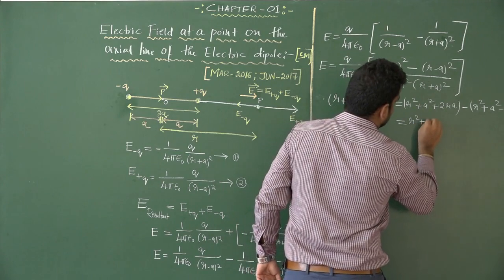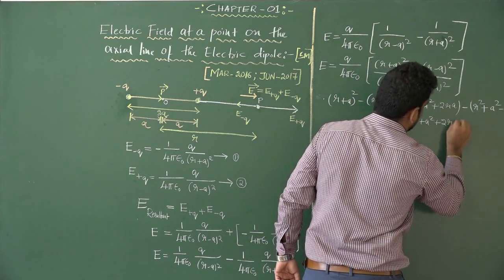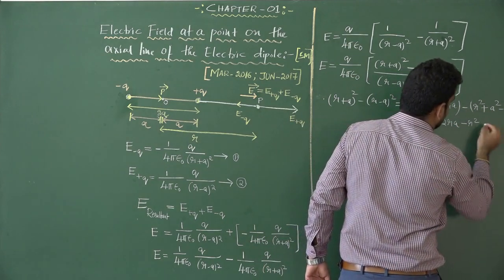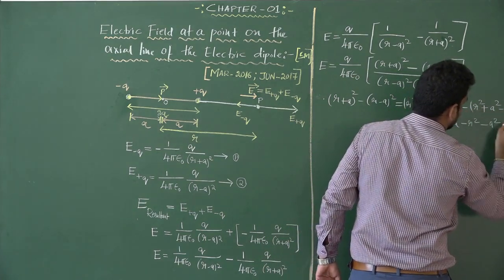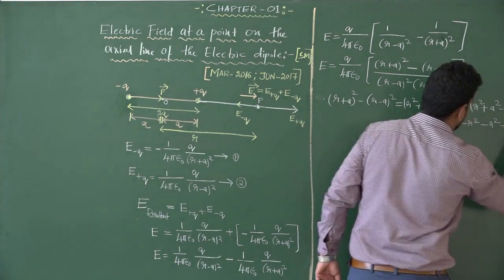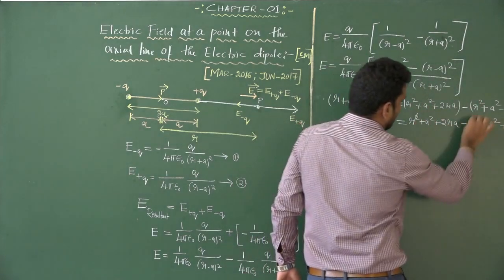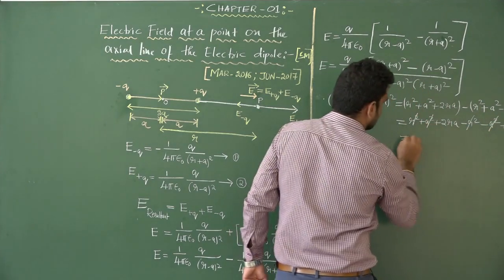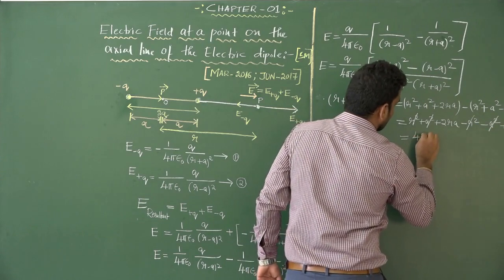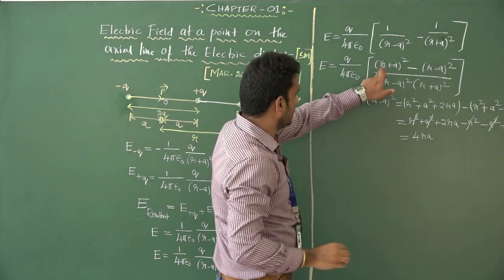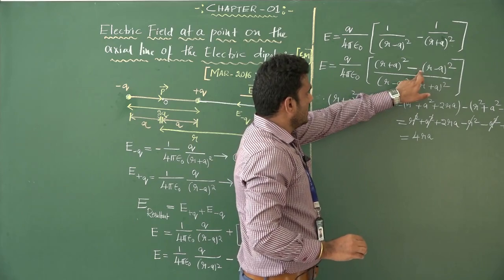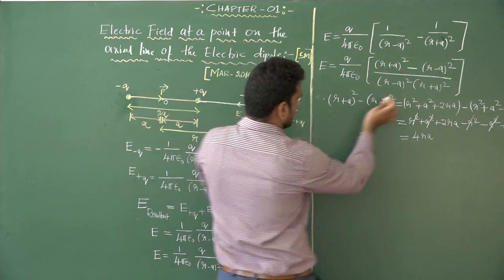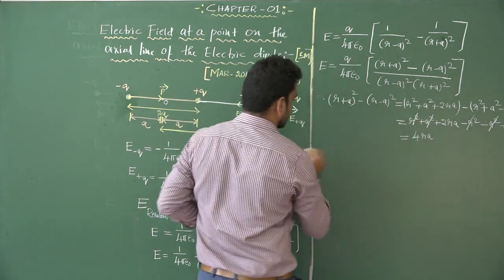So r square plus a square plus 2 into r a, minus into plus gives minus r square, minus into plus gives minus a square, minus into minus gives plus 2 into r a. So plus r squared minus r squared get cancelled, plus a squared minus a squared get cancelled. So 2 r a plus 2 r a become 4 into r a. So in the place of (r plus a) whole square minus (r minus a) whole square we can write 4 r a. So like this we can solve the denominator also.